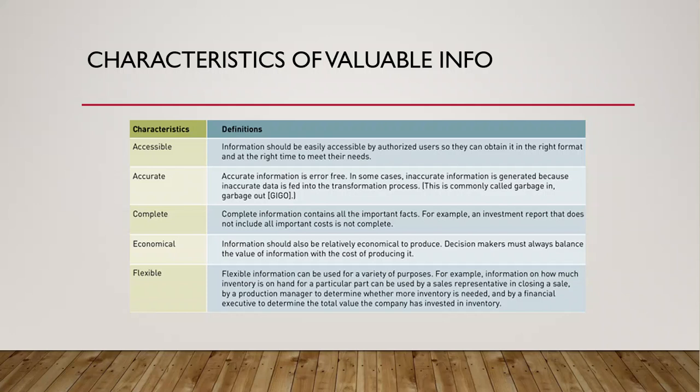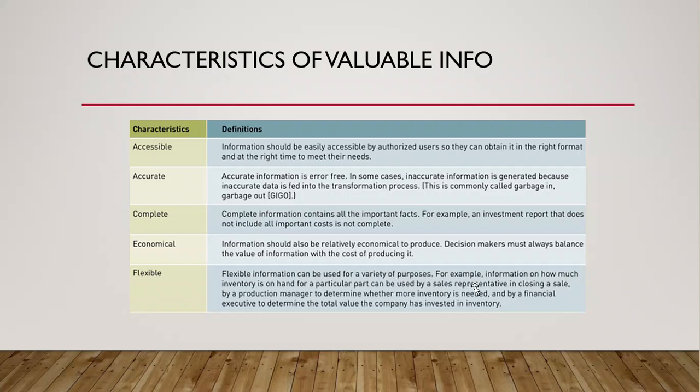Okay. Complete. Complete information contains all the important facts. For example, an investment report that does not include all important costs is not complete. Economical. What does it mean by economical? It should be relatively economical to produce. Decision makers must always balance the value of information with the cost of producing it. And flexible. Flexible information can be used for a variety of purposes.